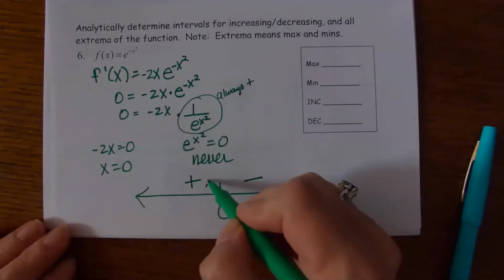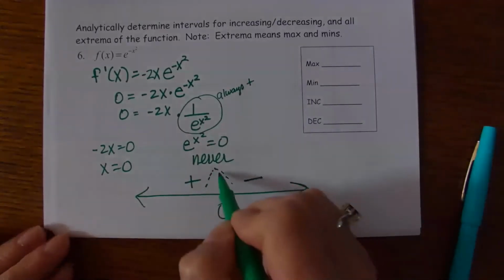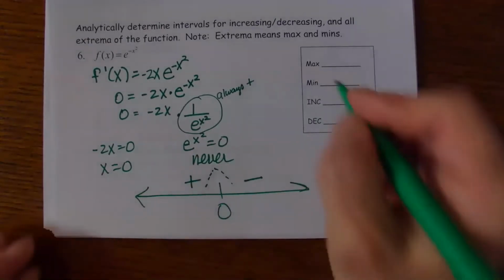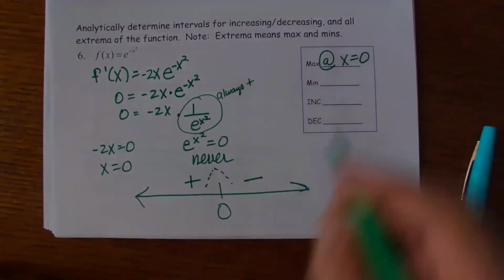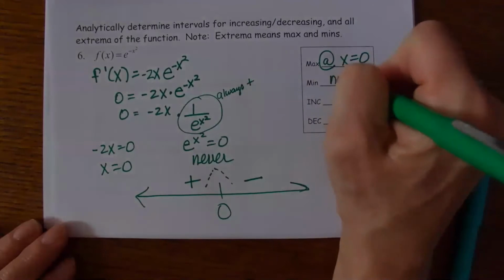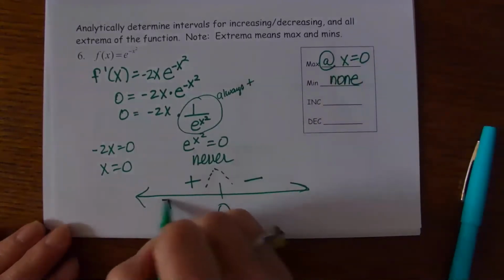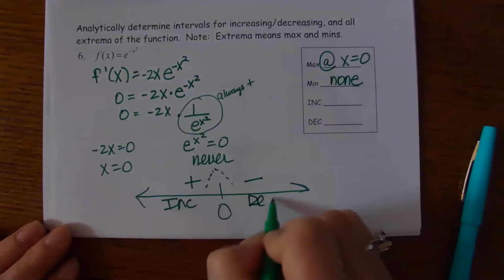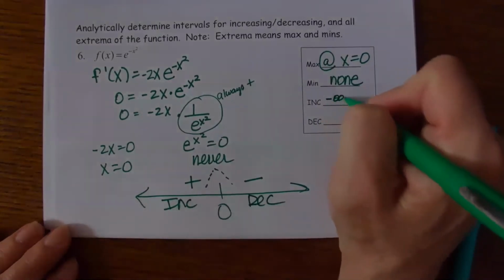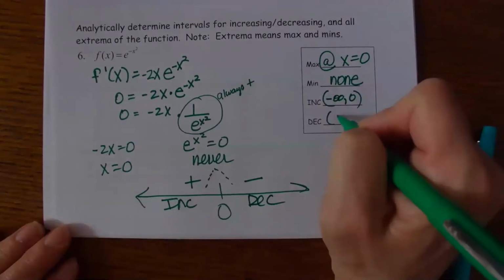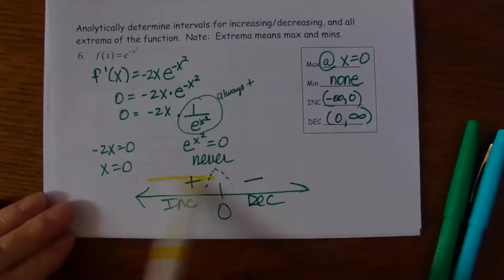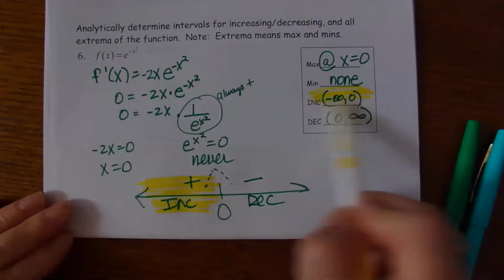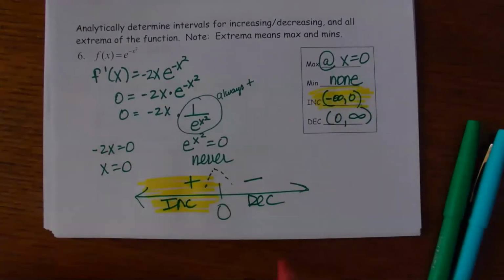And if we're positive to negative, what do we get at 0? We get a max. Do we have a minimum? None. And of course, this is increasing and this is decreasing. So it's increasing from negative infinity to 0, and decreasing from 0 to infinity. Again, if you like matching stuff up, plus is increasing, you can color code.